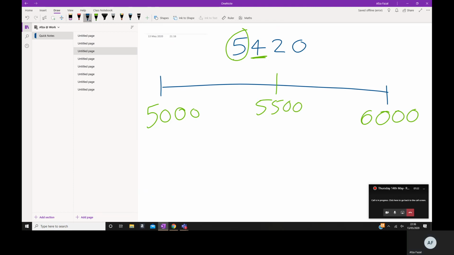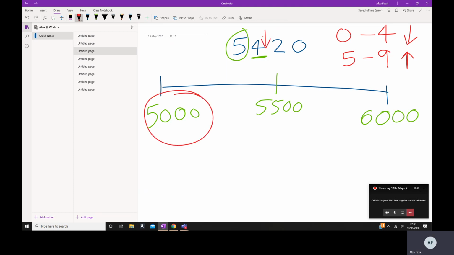Now I'm going to look at the number 4. 0 to 4 you round down, 5 to 9 you round up. Because it's a 4, I know I'm going to round down, so it's closer to 5,000. If I was to put that number on a number line, it would roughly be about here. So I know it's closer to 5,000.